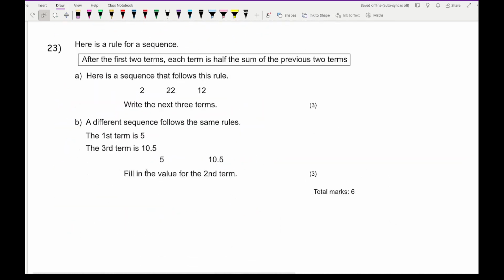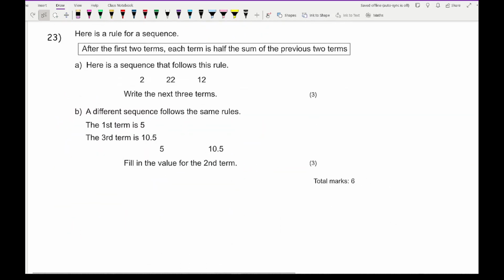Then moving on to question 23, which looks at sequences. It says here is a rule for a sequence: after the first 2 terms, each term is half the sum of the previous 2 terms. Here is a sequence which follows the rule. Write down the next 3 terms.